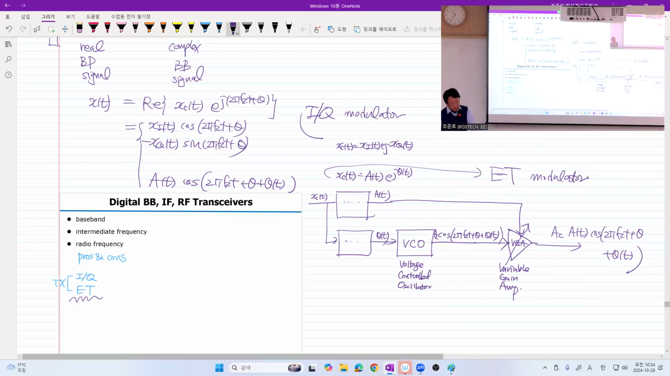Got it? So the reason why I teach this is that our old textbooks do not talk about this one. However, this communication course may be the last course you have taken in the communications area. So that's why I talk about this. This is very important. And some of your cell phones do have this transmitter structure. Got it?